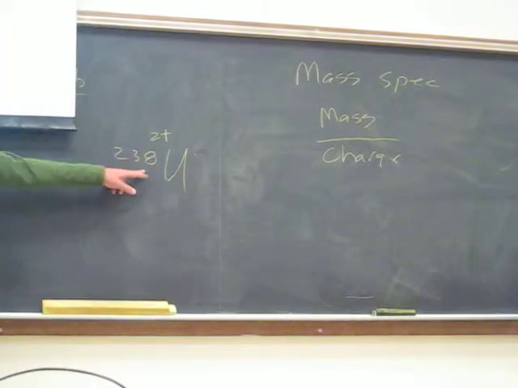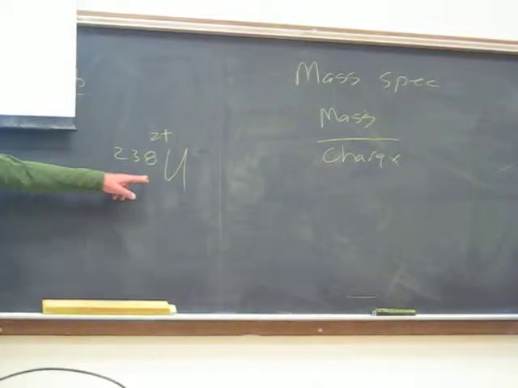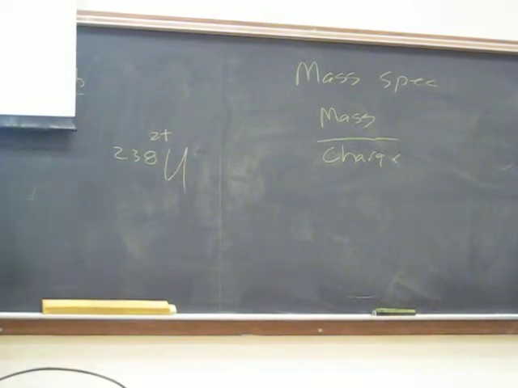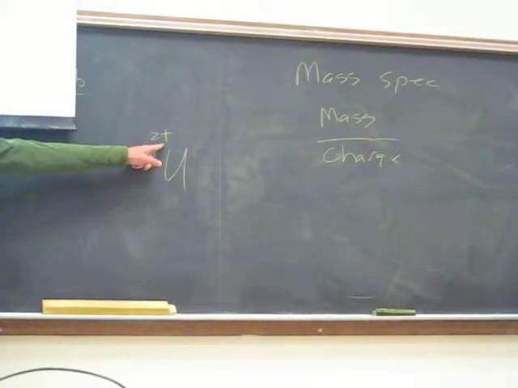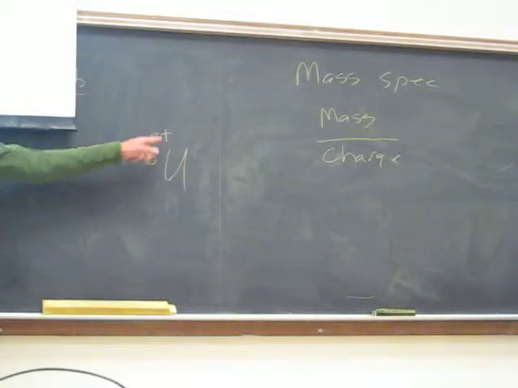Okay, so in order for this to go anywhere in a mass spectrometer, the first thing that has to happen is what? Ionize. You have to ionize it because you have to put a charge on it. If it has no charge, it will go nowhere, right?